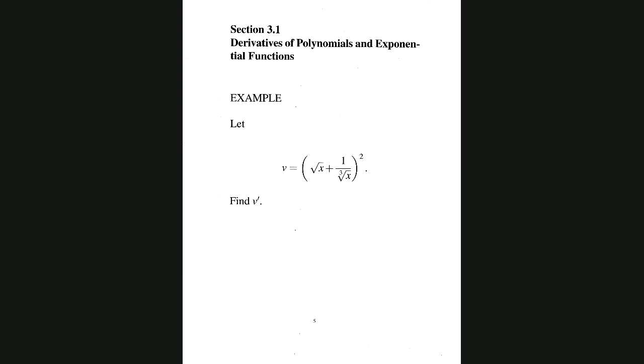All right. Here, my function v is equal to the square root of x plus 1 over the cube root of x, quantity squared. And I want to find v prime. All right, let me give you a moment to copy that.